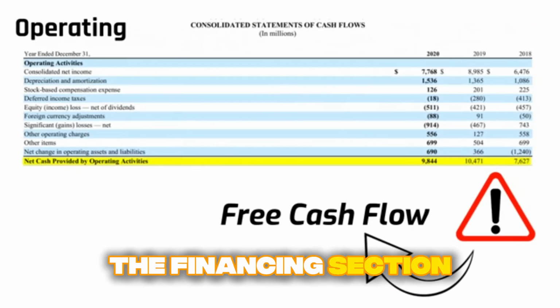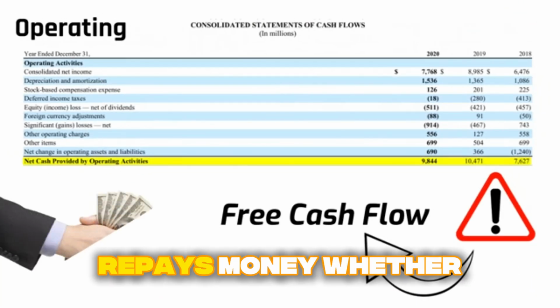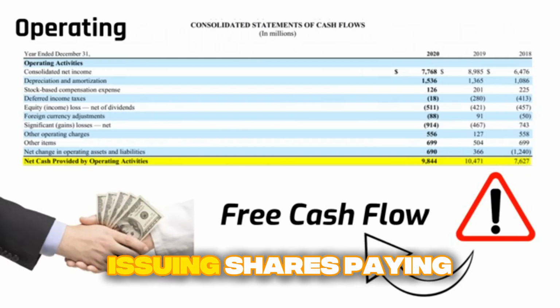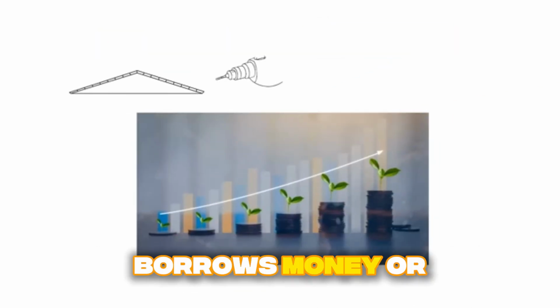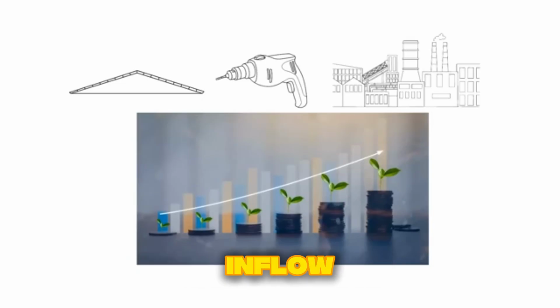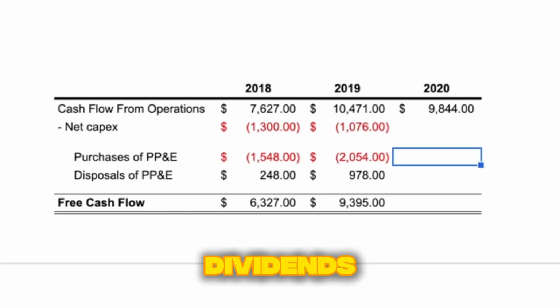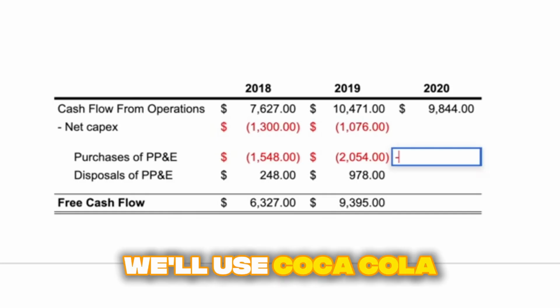The financing section shows how a company raises and repays money, whether through debt, issuing shares, paying dividends, or repurchasing stock. When a company borrows money or issues bonds, it's a cash inflow. When it repays debt or pays dividends, it's a cash outflow. To see how this works in practice, we'll use Coca-Cola as an example.